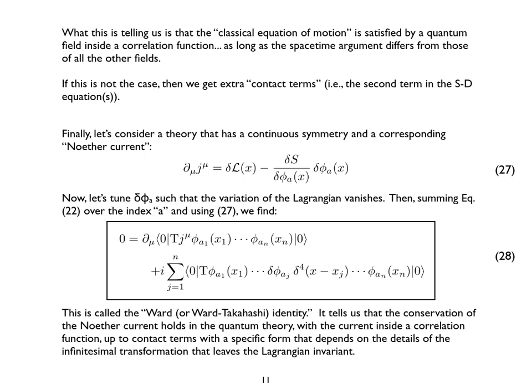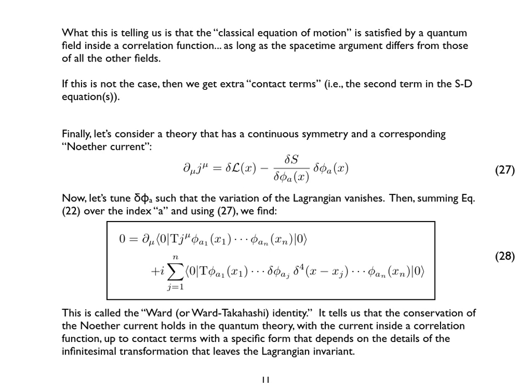All right. So finally, let's consider a theory that has a continuous symmetry and the corresponding Noether current. Okay, so I'm using the definition of the Noether current that we had before. And we're going to pick this variation such that the variation of the Lagrangian vanishes. So that means that the divergence of the current is just going to be equal to this stuff.